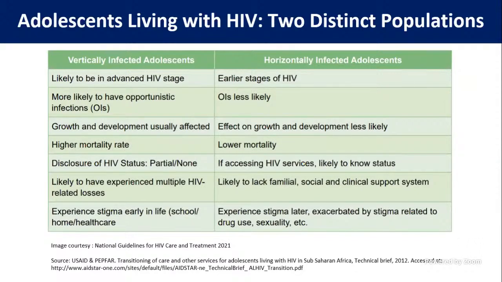If horizontal infection is acquired at a very early age, it mimics a vertical transmission. But usually if they get it as older children, they already have normal growth and development, and then the disease is not so severe and the mortality is quite good. Next slide, please.